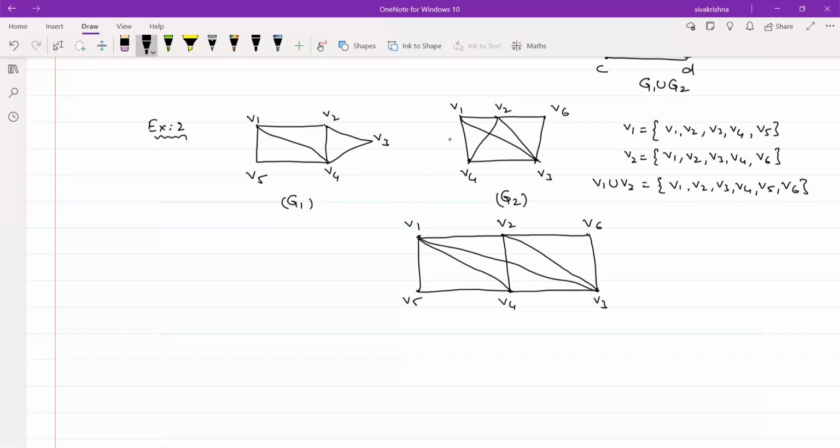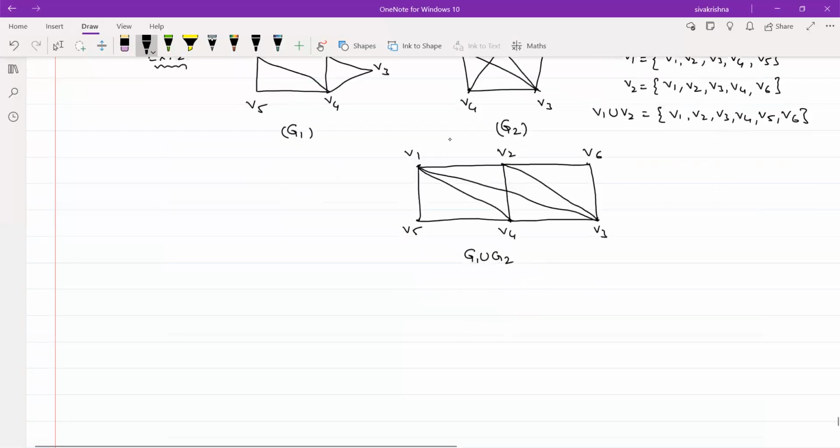Like the vertices, if any edges are repeated in both the graphs, we have to represent them only once. So this is the graph G1 union G2. This is G1 and this is G2, and the union of these two graphs gives this graph. This is the definition of union of two graphs.